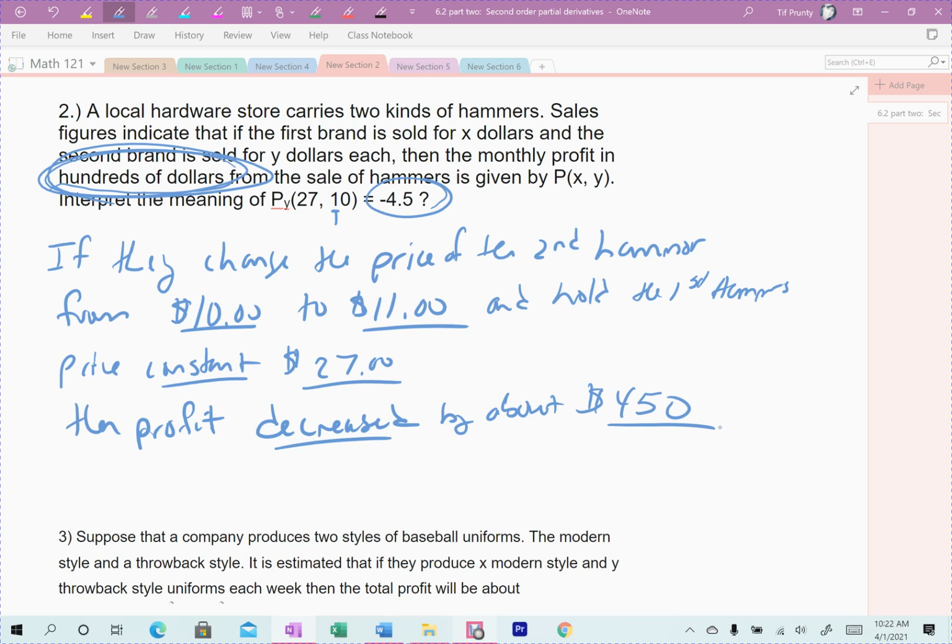Alright, and so, again, those are the three important parts when we're doing the description. What's changing and what value is it changing at? What's being held constant? What value is it being held constant at? How is it affecting my overall function? In this case, it's a loss of profit. Alright, we'll stop there. I'll pick up the next example in the next video.